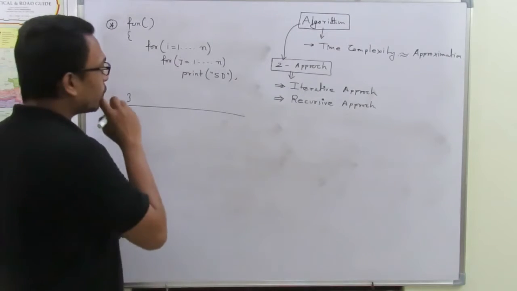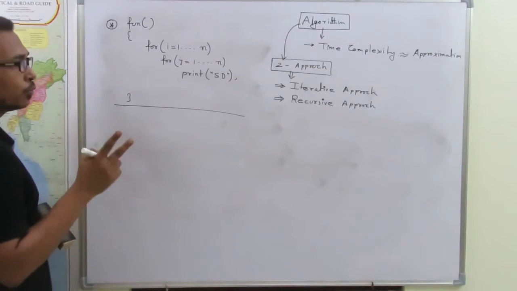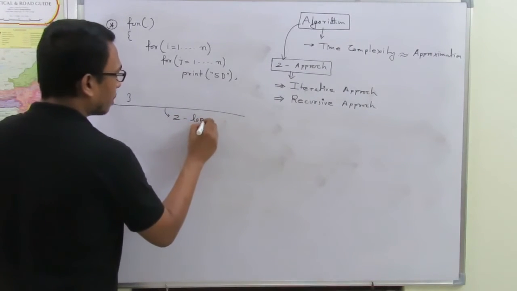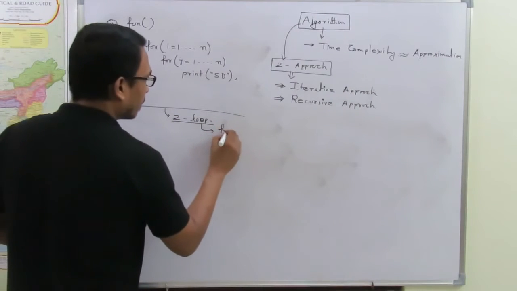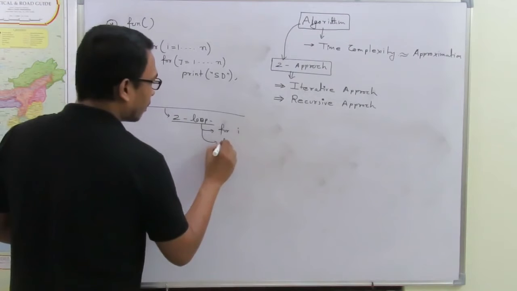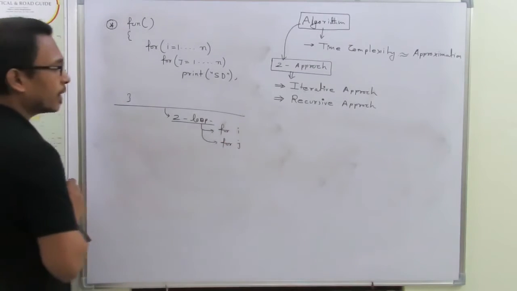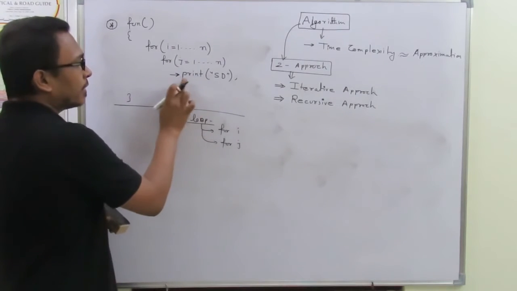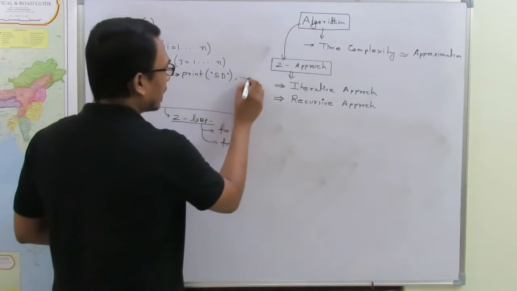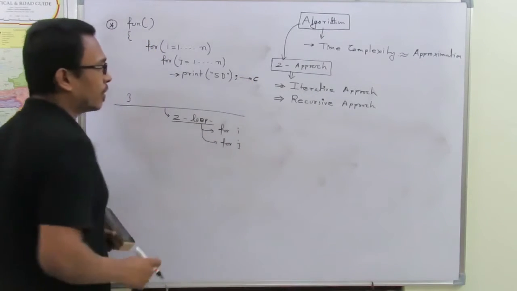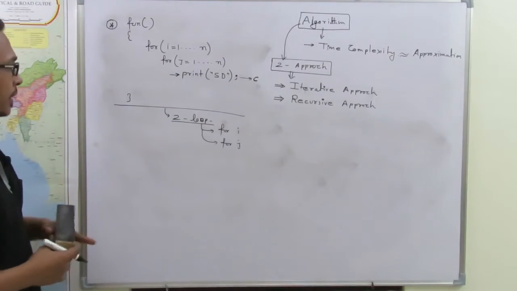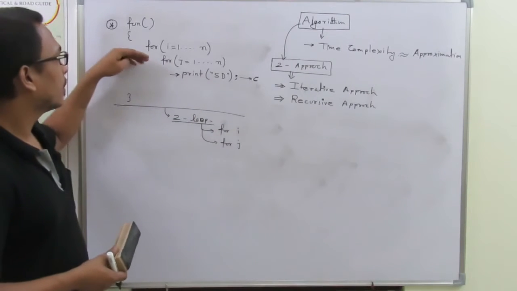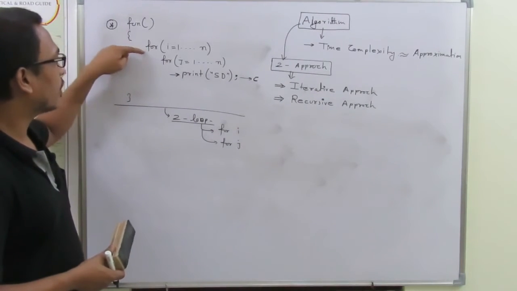Look, we have two different loops, the first one is for i and the second one is for j. Clear? And then we have this particular statement. Now what will be the time this statement will take? This statement will take a constant time, so it will be c only. Now how long will this statement execute? It will execute for all the iterations of these two loops.